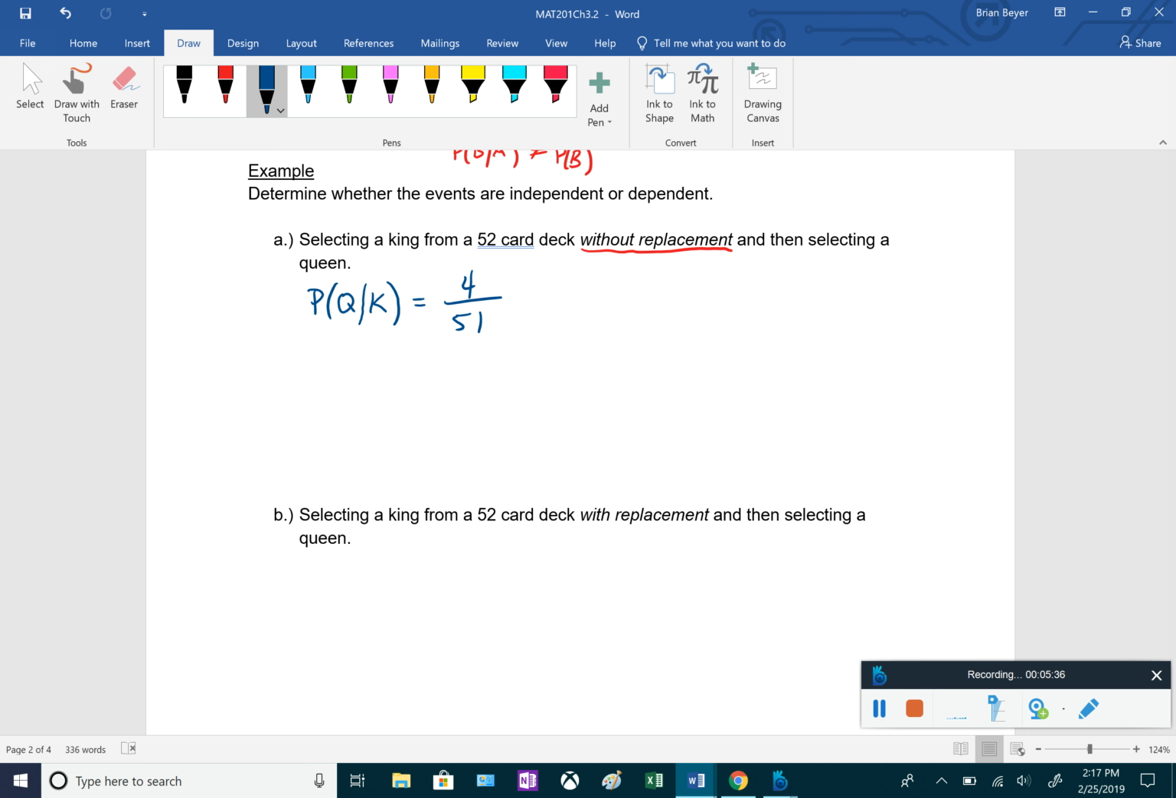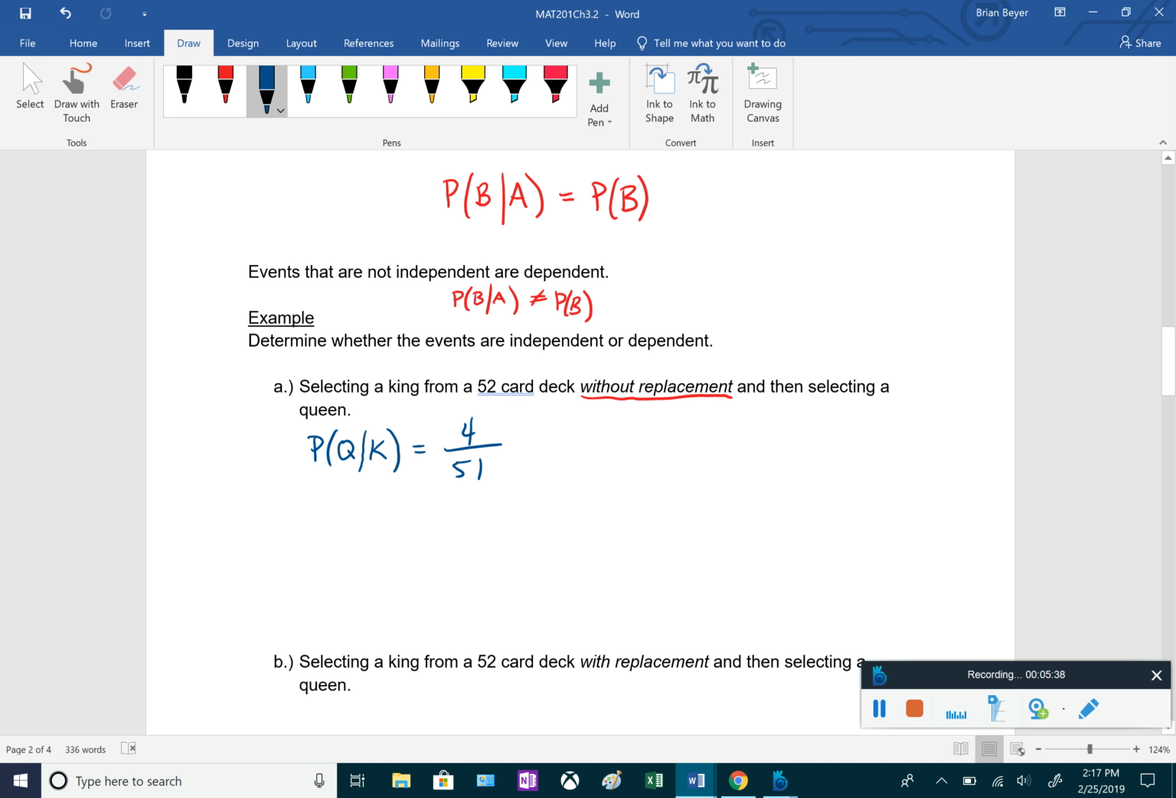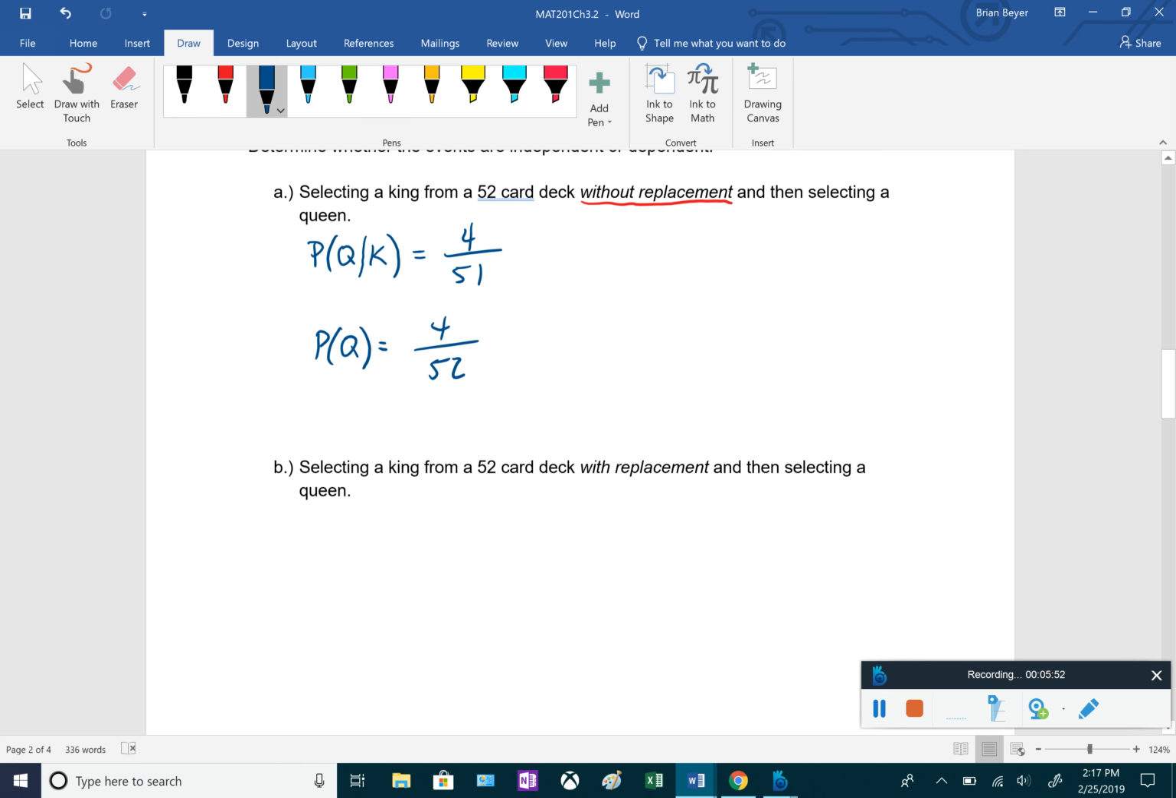Now we're going to use this definition up here. We're going to see if this is equal to just the probability of a queen. The probability of just picking a queen out of a 52 card deck is 4 out of 52, right? 4 queens, 52 total cards. So since the probability of choosing a queen, given that we chose a king without replacement, does not equal the probability of choosing a queen, these are dependent events.